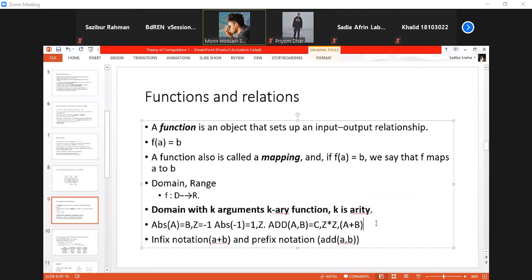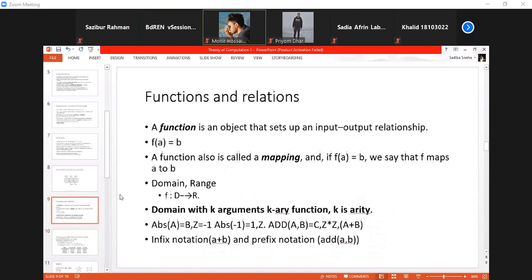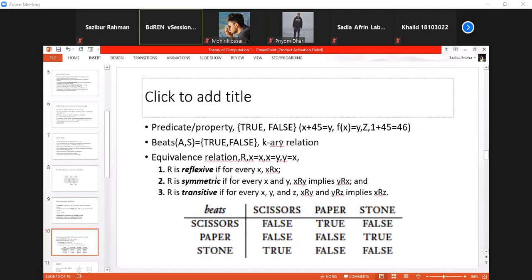So that means there will be k arguments, k inputs, in the function, and that defines the arity of the function. But in the case of a predicate function, this k-ary function is known as a k-ary relation. It is not known as a function, it is known as a relation. That is the difference between a normal function and a predicate function. Any other confusion related to this thing?